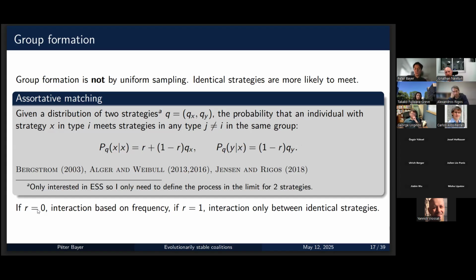Okay, if R equals 0, then interaction is uniform at random. I'm interacting everybody based on just how frequent they are in the population. And if R is getting close to 1, I only interact with myself, right? I only interact with strategies that are exactly like me. And for in-between values, of course, we have some sort of combination, which is exactly the point. Okay, so this is the key component of the model.